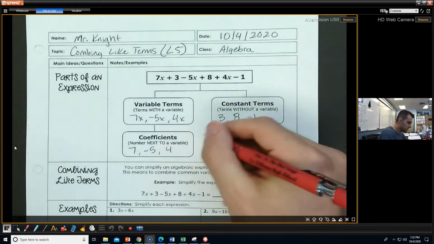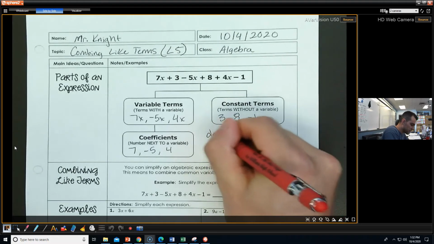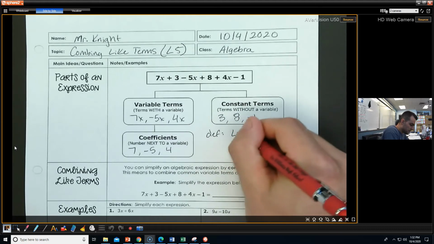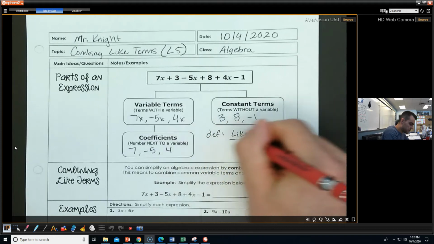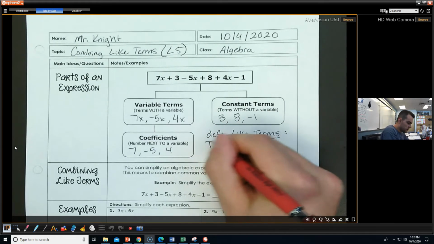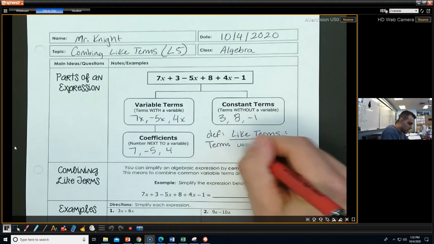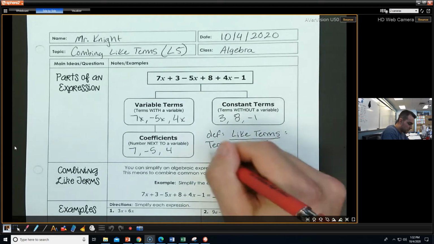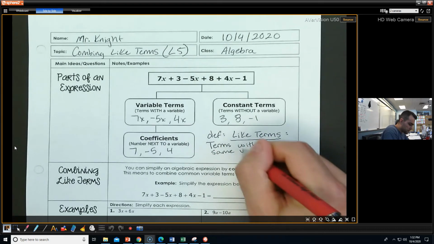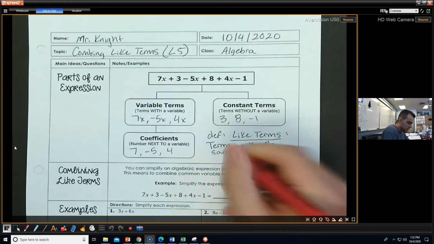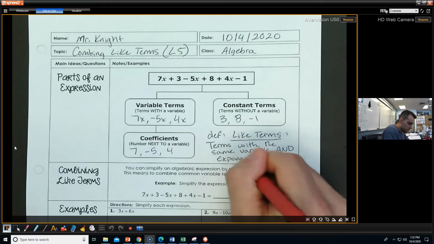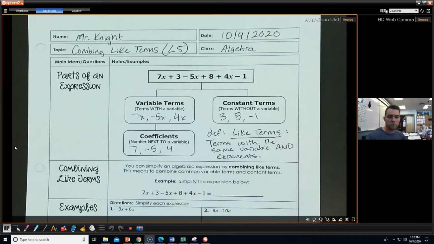So let's write that off to the side as a definition. Like terms are terms with the same variable and exponents. We're going to see more examples of that as we move forward, but for here, let's just check this out.